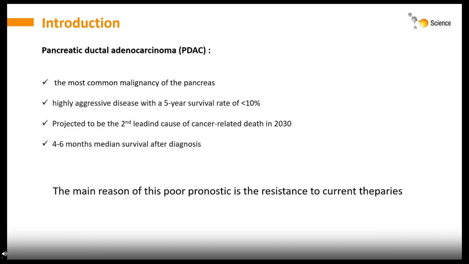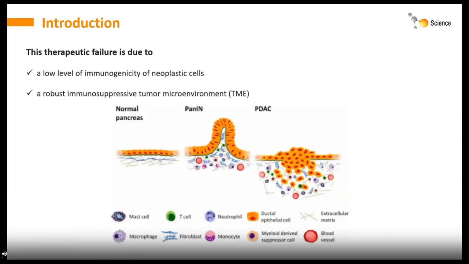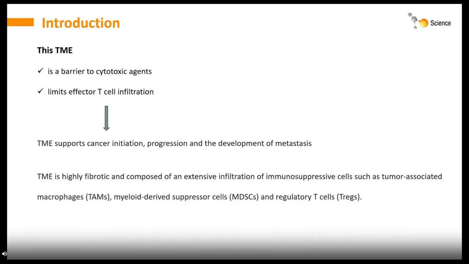The main reason for this poor prognosis is the resistance to current therapies. This therapeutic failure is due to a low level of immunogenicity of neoplastic cells and to a robust immunosuppressive tumor microenvironment. This microenvironment is a real barrier to cytotoxic agents and limits effector T cell infiltration. This suggests that this tumor microenvironment could support cancer initiation, progression, and the development of metastasis. This microenvironment is highly fibrotic and composed of an extensive infiltration of immunosuppressive cells such as tumor-associated macrophages, myeloid-derived suppressor cells, and regulatory T cells.